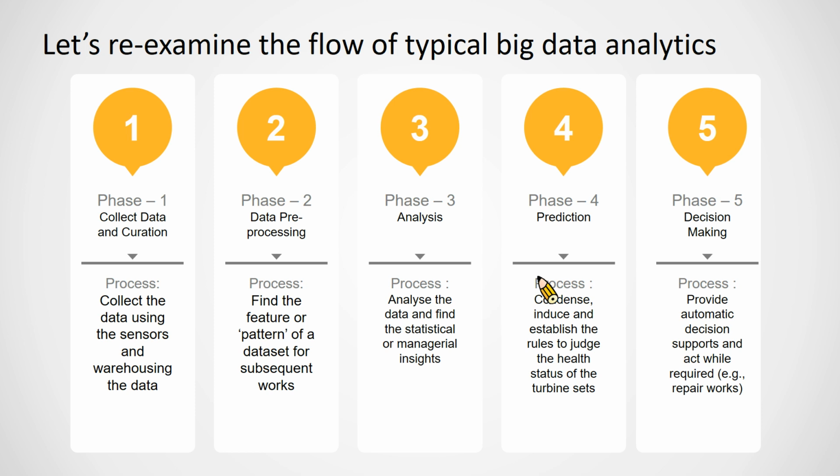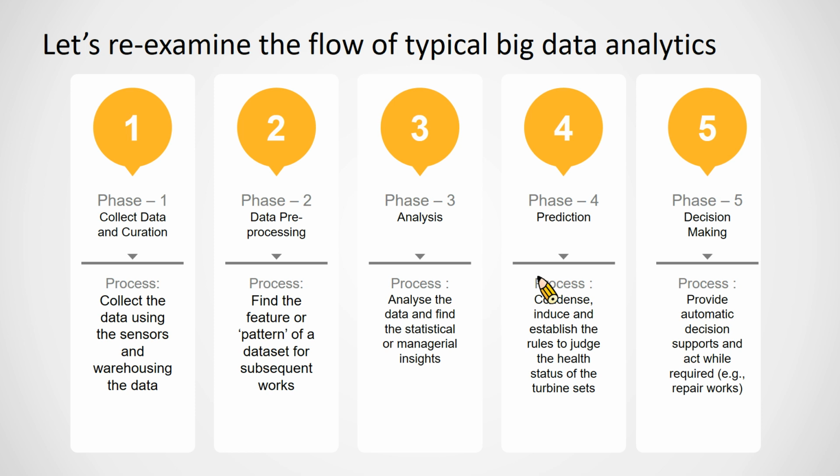And normally, phase 3 is analysis. We can use, for example, the statistical methods or some other method to analyze the data. And the fourth step is prediction. Sometimes we have machine learning based predictions, and sometimes we have something like time series analysis predictions. So anyhow, we are to predict something. And the fifth step is decision making.